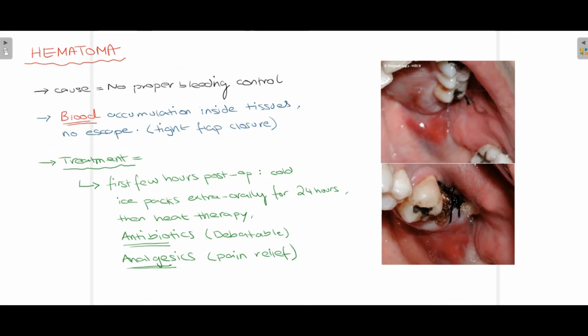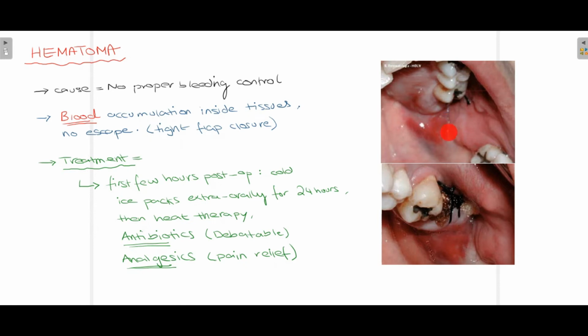Now the next complication that develops after the tooth has been extracted is called hematoma. Hematoma basically arises when there is no proper bleeding control. For example, you have performed an extraction and you do not properly arrest the extraction socket's bleeding and you close the socket. For example, like in this case, you can see sutures were performed and now you can see some hematoma has developed.